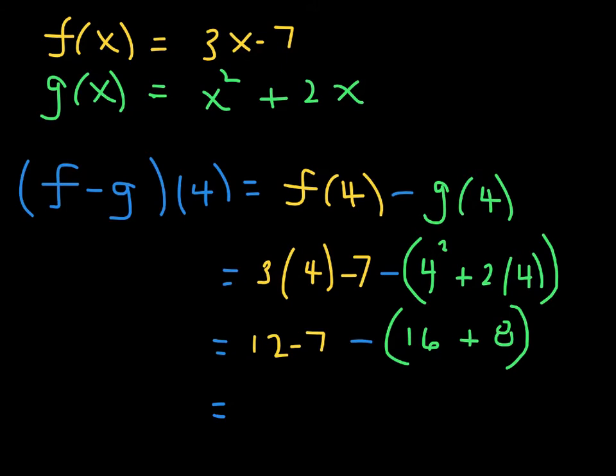All right, so 12 minus 7 is 5, minus 16 plus 8 is 24. Cool. So then 5 minus 24 is negative 19. This is the answer. This is the function value. When you plug 4 into this difference function, f minus g is a difference function, and when you plug 4 in, you get negative 19 out.